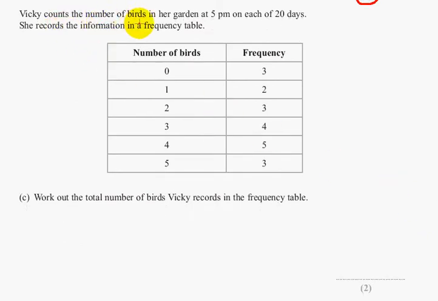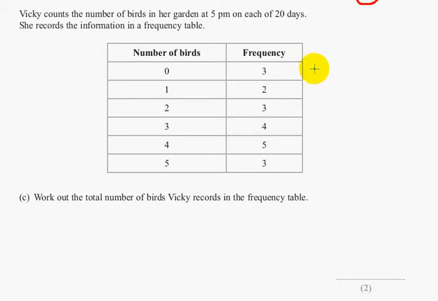Vicky counts the number of birds in her garden at 5 p.m. on each of 20 days. She records the information in a frequency table. Part C. Work out the total number of birds Vicky records in the frequency table. So, if you understand this table, she saw no birds 3 times. That means, how many birds did she see in total?